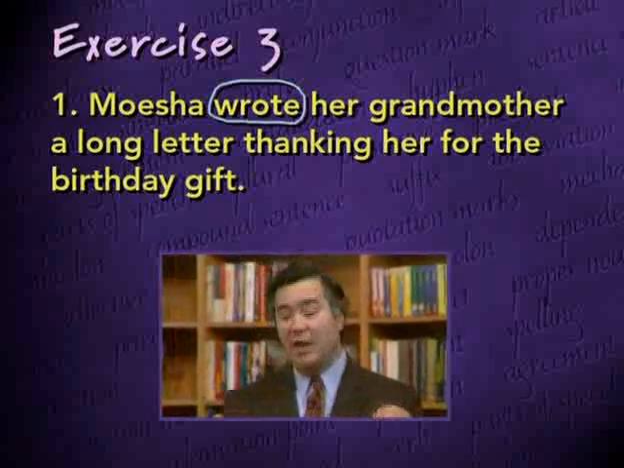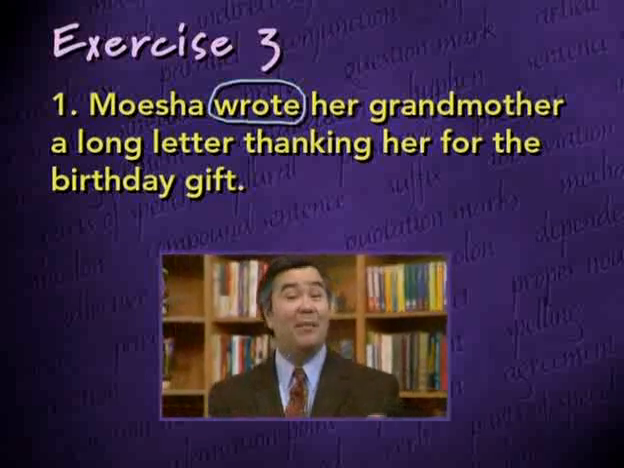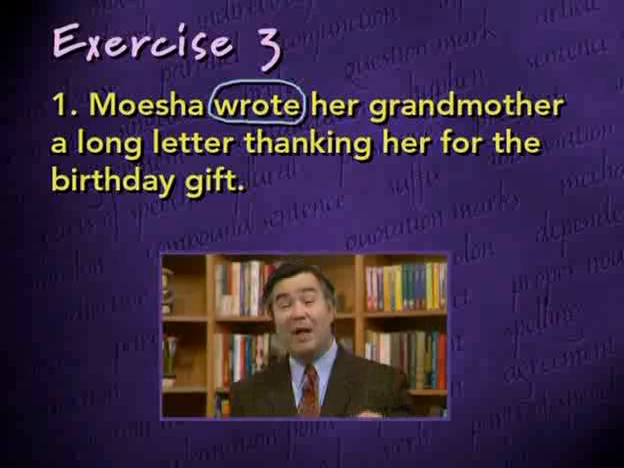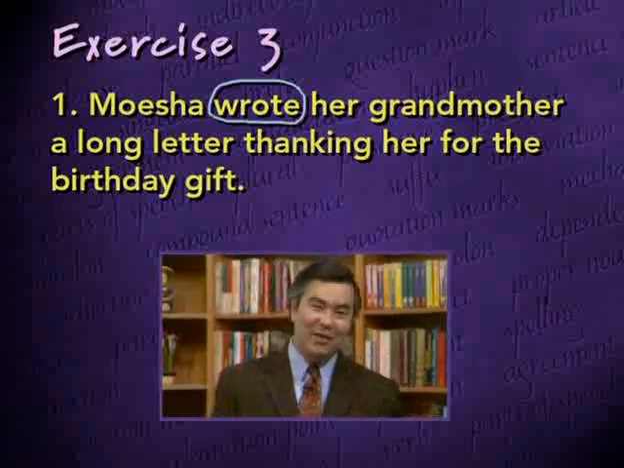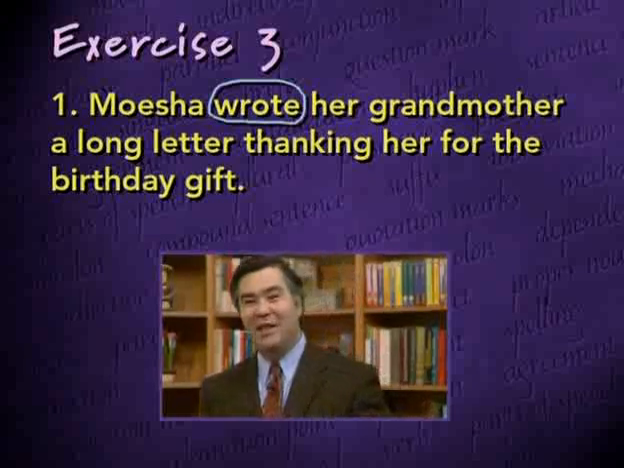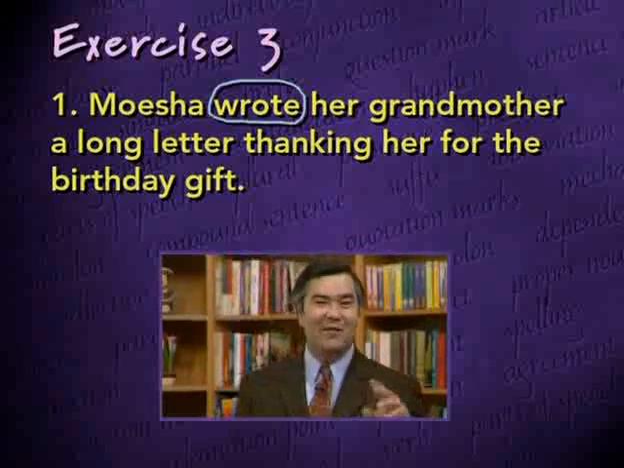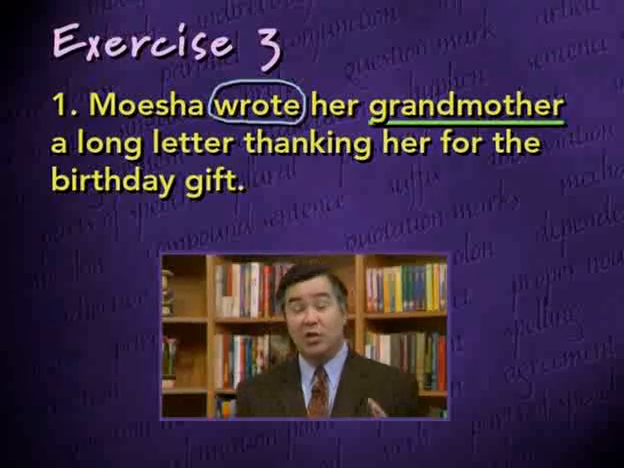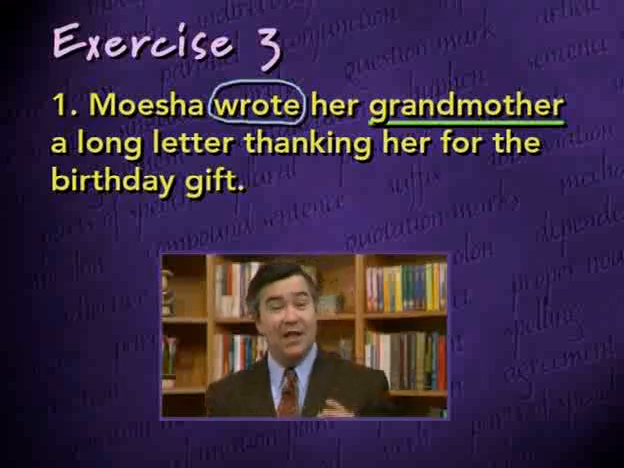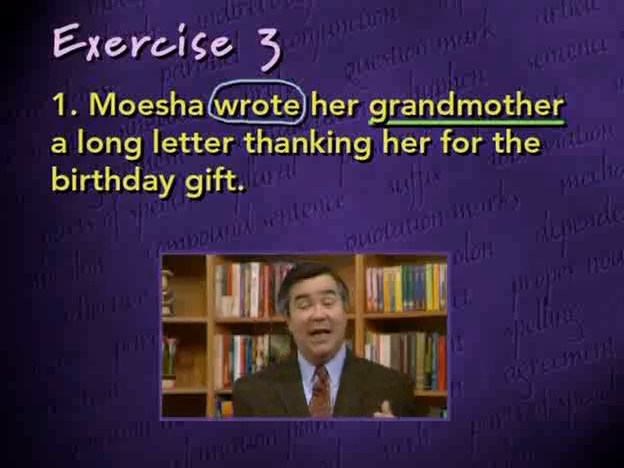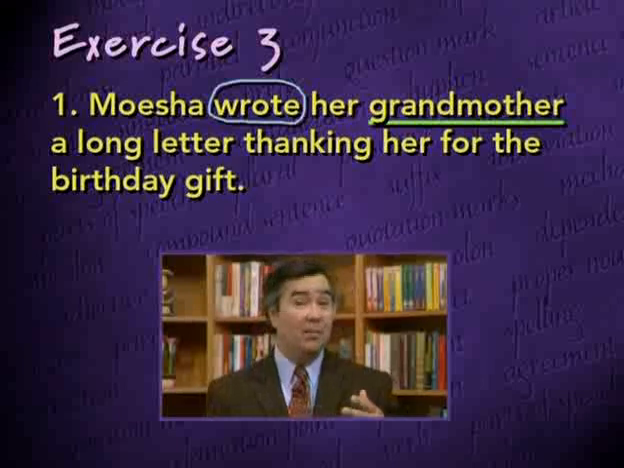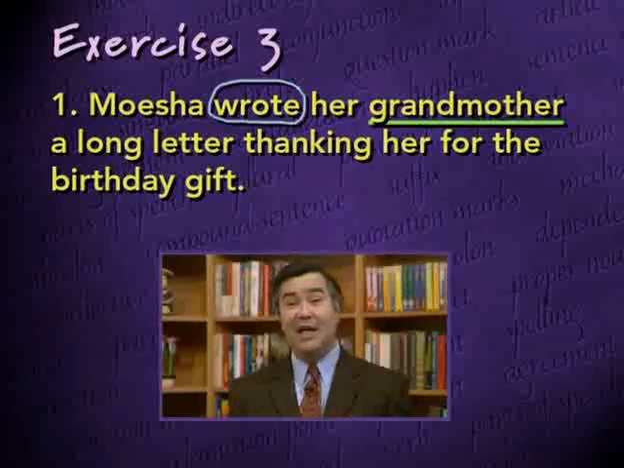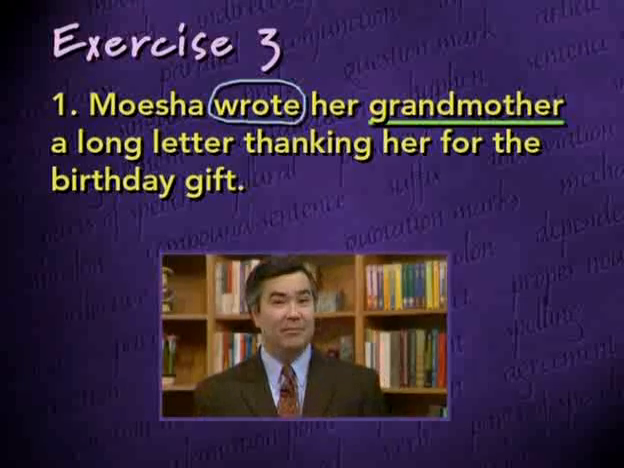Well, the letter was written to Moesha's grandmother, and that noun, grandmother, appears in the sentence between the verb and the direct object. Therefore, it's in the right place for an indirect object. And that, in fact, is what it is. So the noun grandmother is the indirect object here. It answers the question, to whom Moesha wrote the letter. And that's the answer for this first question.